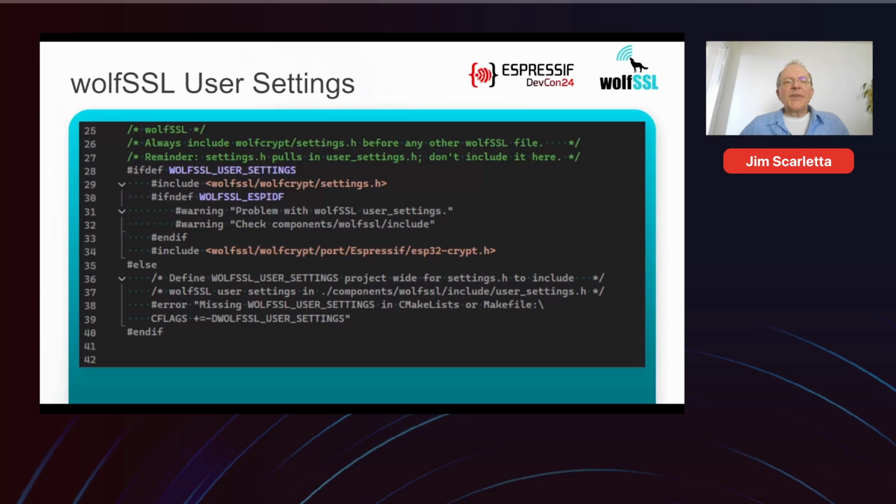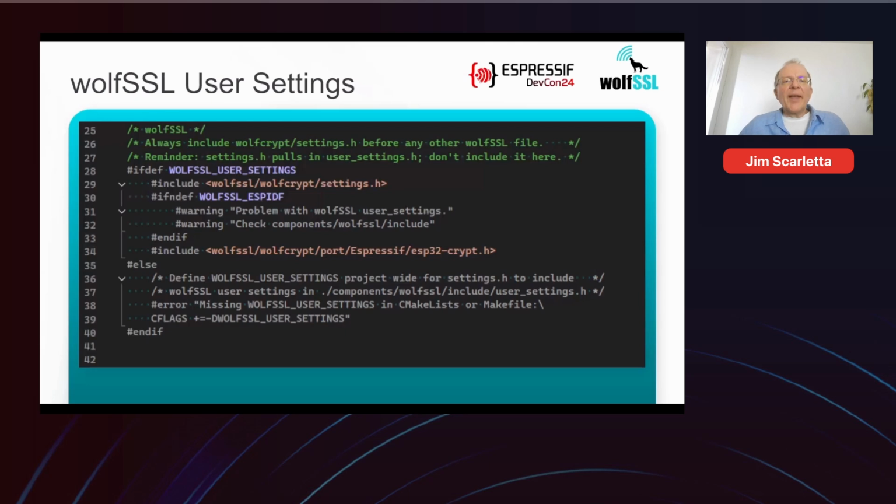You might want to also notice that I'm not explicitly including the user settings file. So the only thing you need to do is make sure you include settings.h before any other wolfSSL include files, and do not explicitly include the user settings. So the settings.h automatically pulls in the user settings and defines things as appropriate.